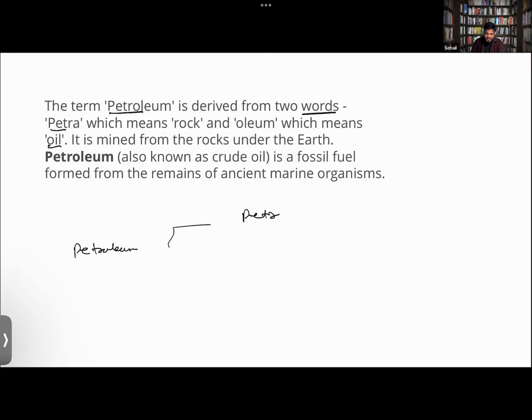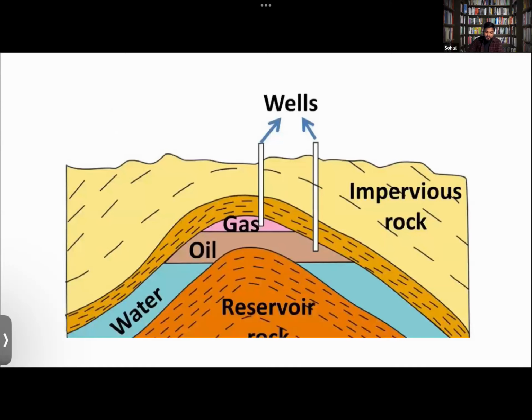Now petra means rock, and oleum means what? Oil. Okay. So have a look at this image. You can see that there are two types of rocks. This layer of rock, all this is a rock, and this one is also a rock. Porous and non-porous rocks. Exactly. So there are two types of rocks, porous and non-porous. Between the two rocks, we get to see oil, right? Now you say, sir, there's water also.